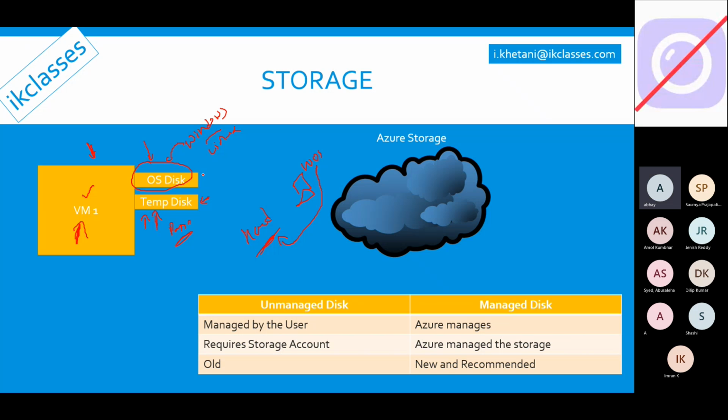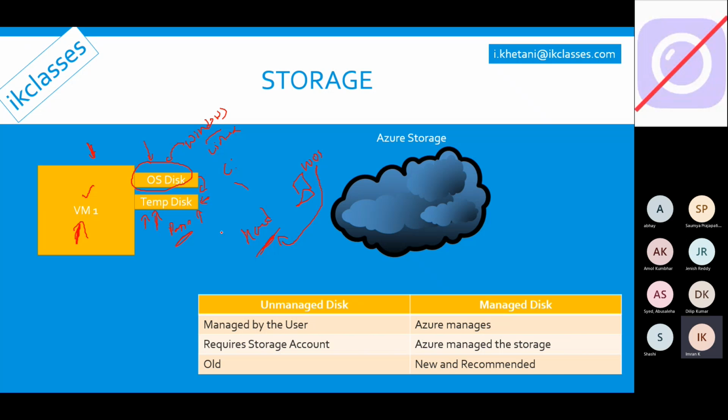Sorry to interrupt. So the OS disk is the C drive, I think, right? Yeah, C drive, correct. For Windows, it is the C drive, and for Linux, it is the root drive. Okay, and the temporary disk will be the D drive, the next available drive. And if you want to store data in that virtual machine, you'll need to add a disk. That will be your managed or unmanaged disk.